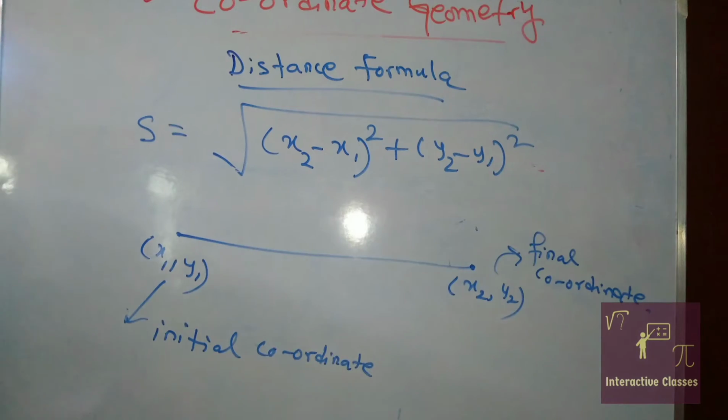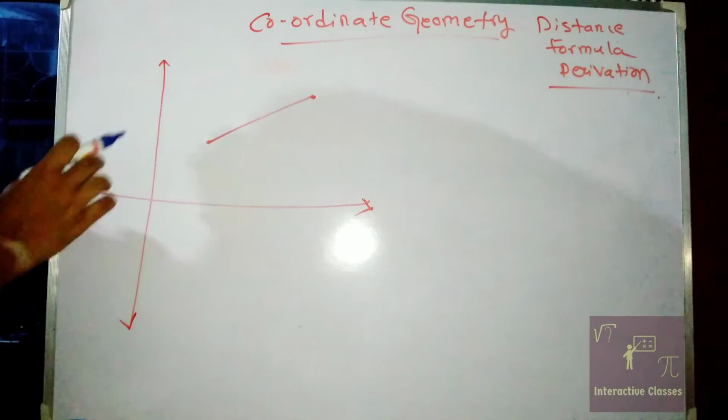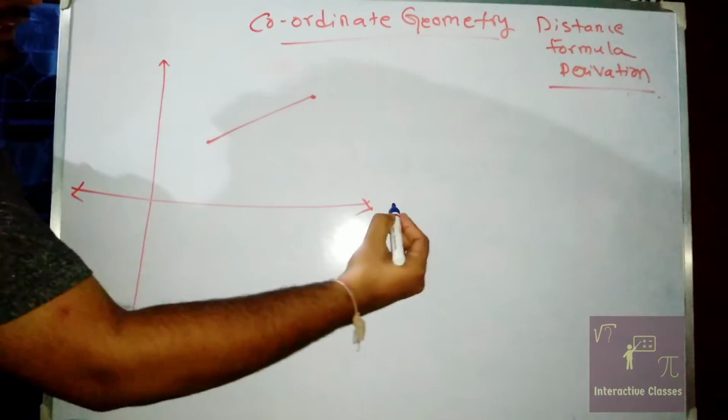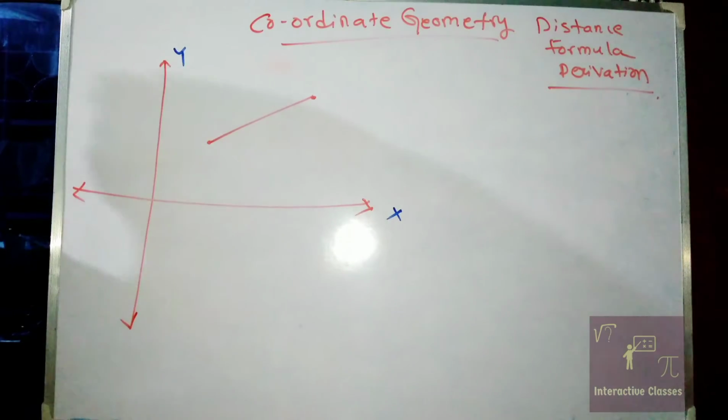Now let me derive this formula with easy concepts. Now it's time for the derivation of the distance formula. What we can see here are the coordinates, that is the x coordinate and y coordinate, and we can see the line of which we have to find the distance.